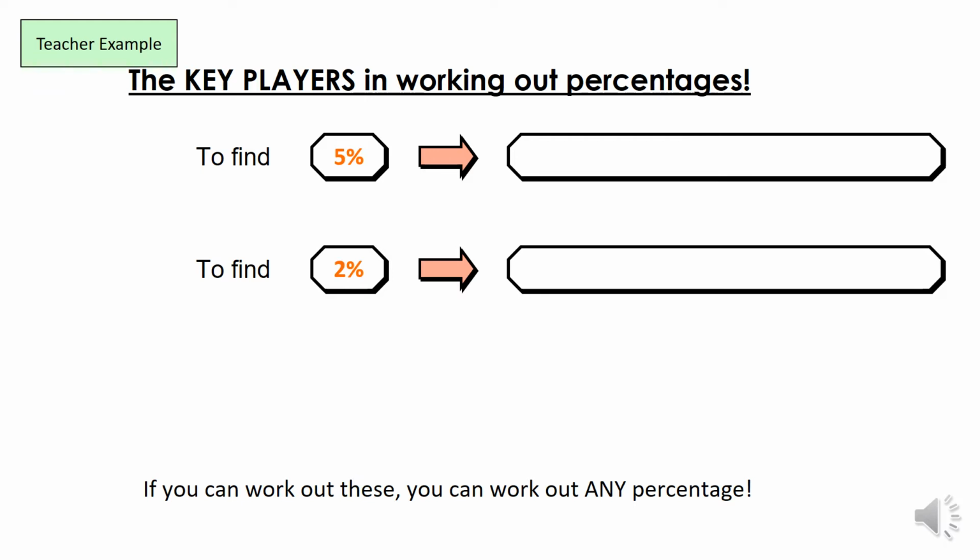Okay, so to calculate 5%, I need to calculate 10%, then divide by 2. Okay, and to calculate 2%, this is where multiplying comes into play. Calculate 1%, then multiply by 2.